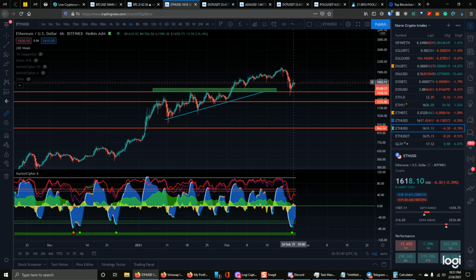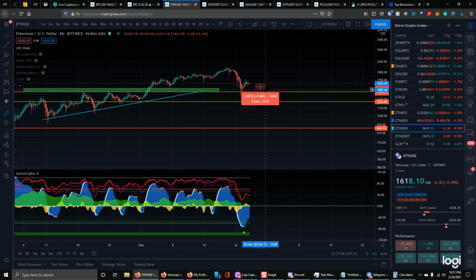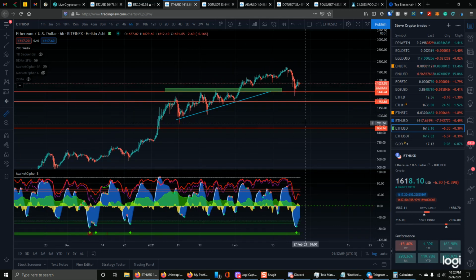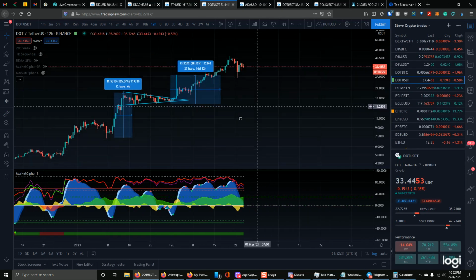So is it possible that maybe alts don't fall as hard as Bitcoin this time? Maybe Bitcoin falls a little bit harder. It's possible, but only time will tell. I would really like to see Ethereum hold above here, this area here. Is it the end of the world? No, but I would hate to see us break this $1,250 level. I don't think that would be great, but let's just remain optimistic here until proven otherwise, and let's see what happens. Dot's looking good here.